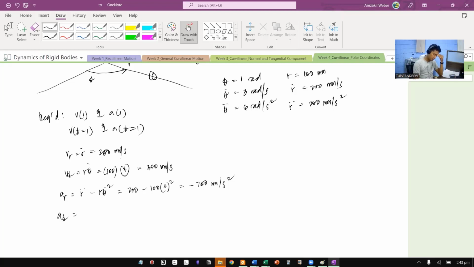Now, for A theta, it is R theta double dot plus 2 R dot theta dot. R is 100, theta double dot is 6, plus 2 times R dot, which is 200, times theta dot, which is 3. 100 times 6 is 600. 2 times 3 is 6, times 200 is 1200. 600 plus 1200 is 1800. Please check my computation.